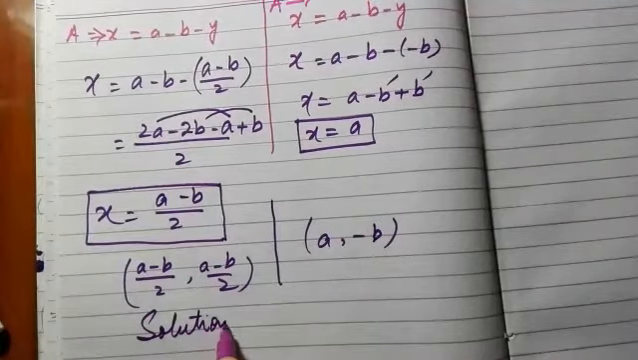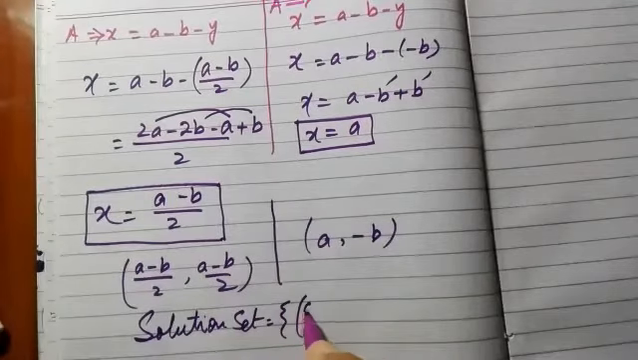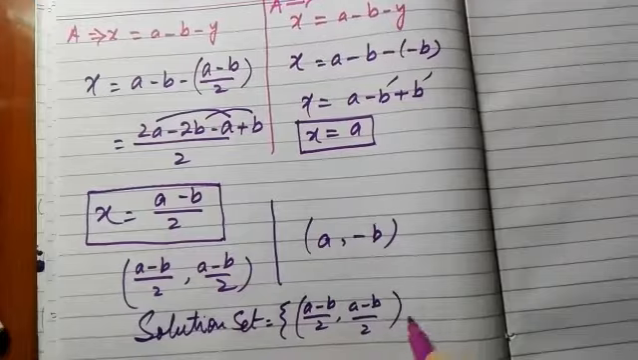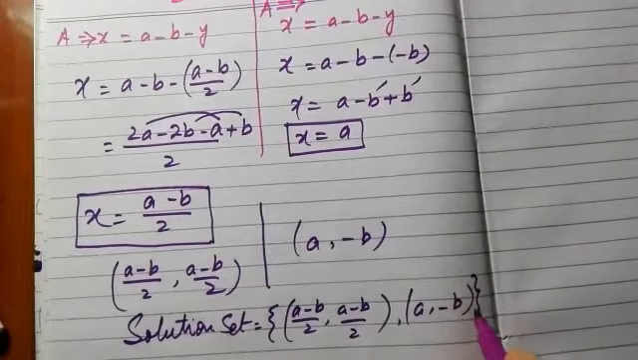Because we have calculated these two values, at the end you will write these two pairs in the form of a solution set. So the first one is a minus b by 2, and the second is a comma minus b. This finishes the question.